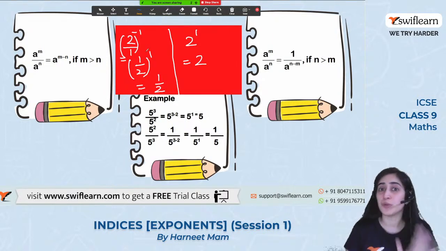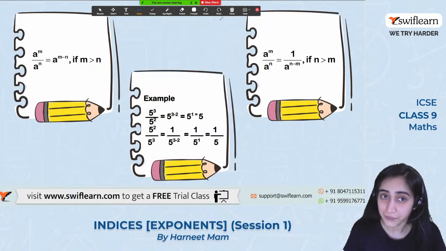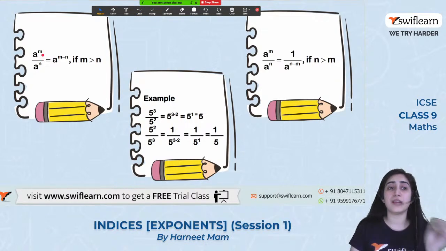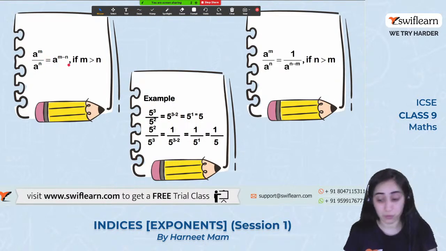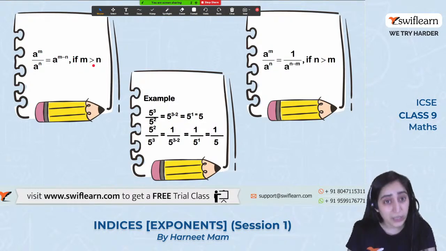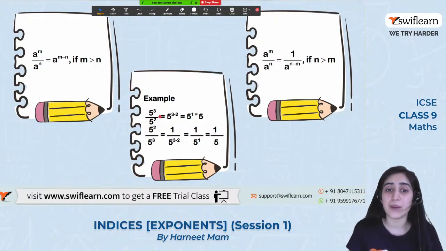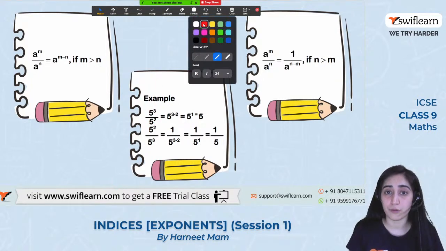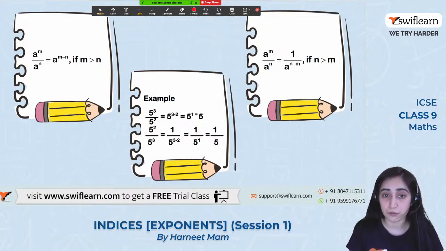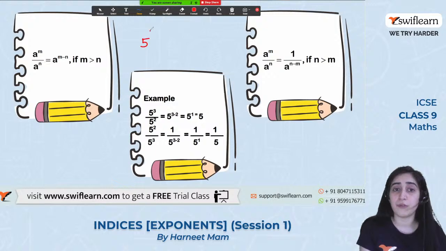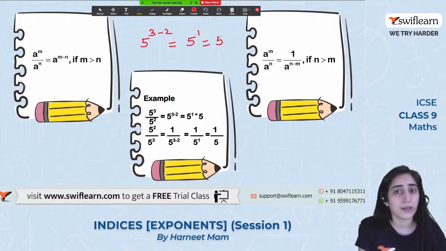There are a few more slides, and we will go and read this again there. Alright, so now a raised to power m upon a raised to power n is equal to a raised to power m minus n if m is greater than n. Similarly, here we did 5 raised to the power of 3 upon 5 raised to the power of 2. So 5 raised to the power of 3 minus 2 becomes 5 raised to the power 1. The answer is 5.